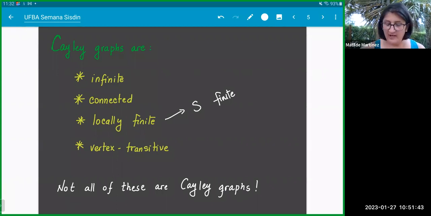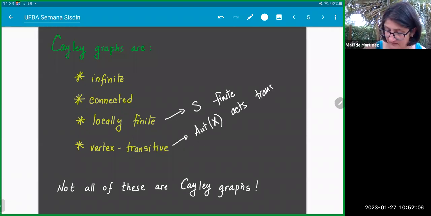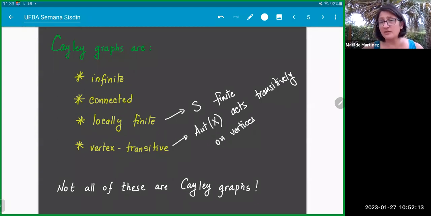And the Cayley graph is also what is called vertex transitive. So it's a graph that looks very much like itself everywhere. This means that the graph is vertex transitive if the group of automorphisms of the graph acts transitively on vertices. So it's a graph that looks the same absolutely everywhere.